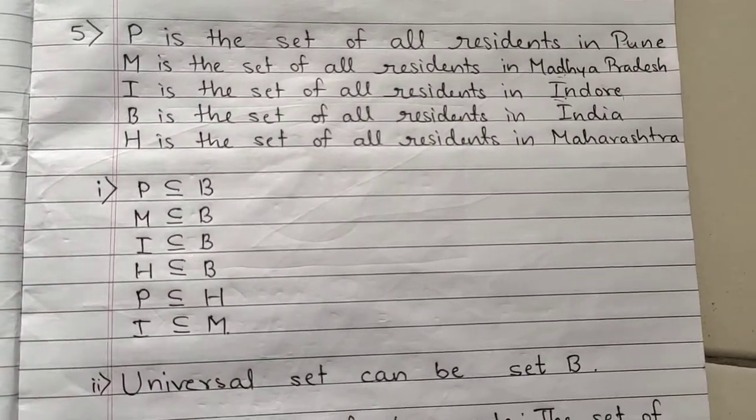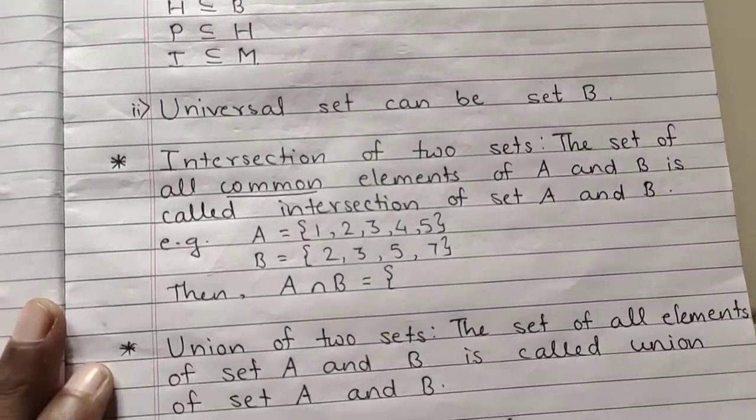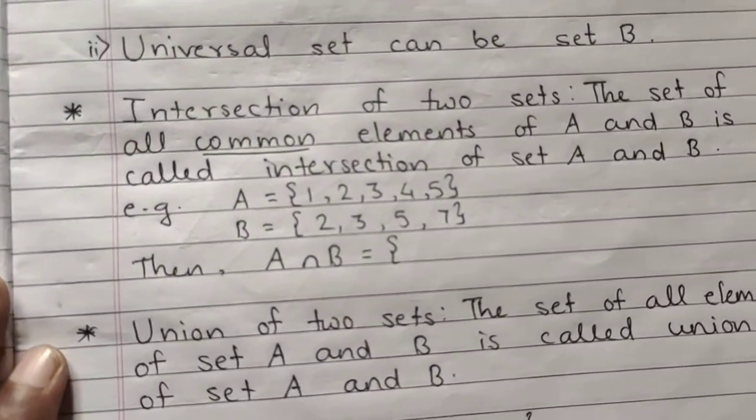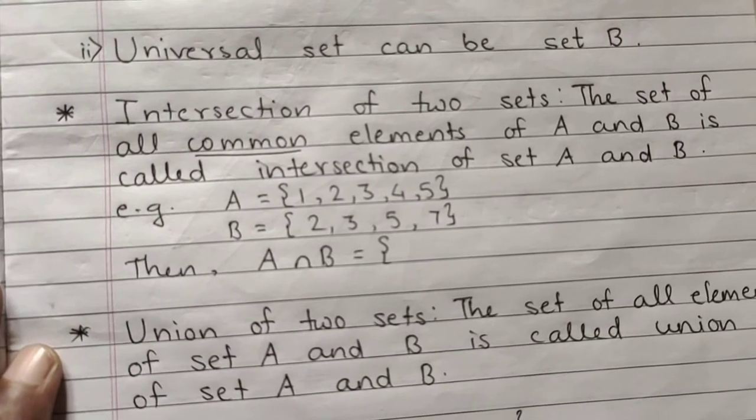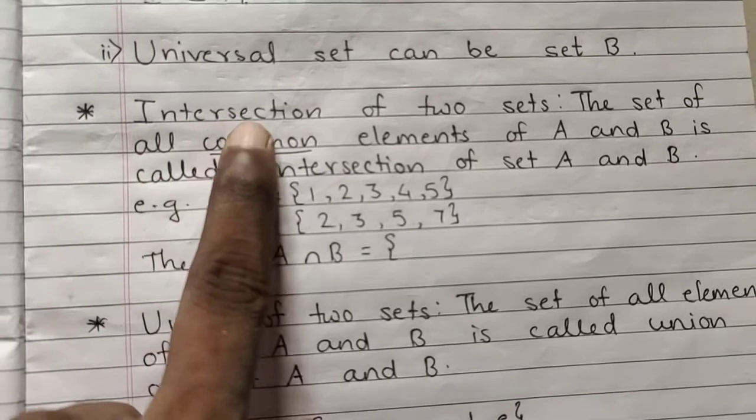Okay, now we will move to our next topic. See the topic. First is what? Intersection of two sets. So first understand what does it mean. Intersection means what? Common.